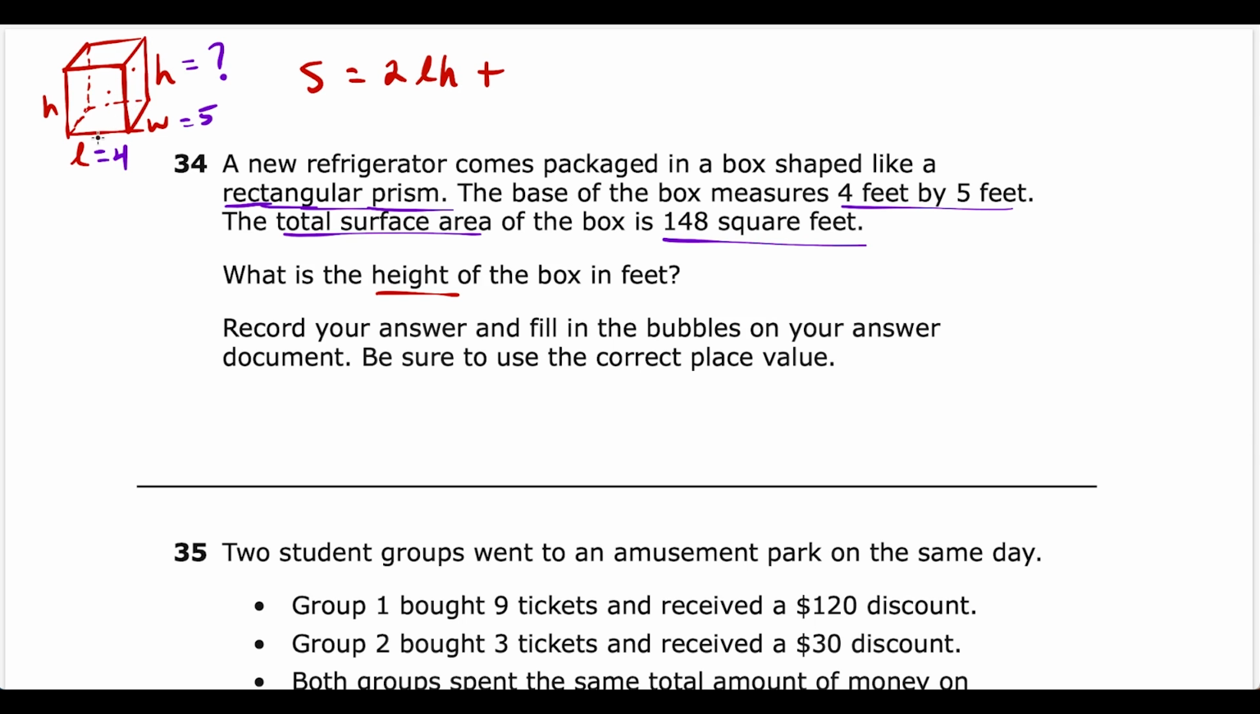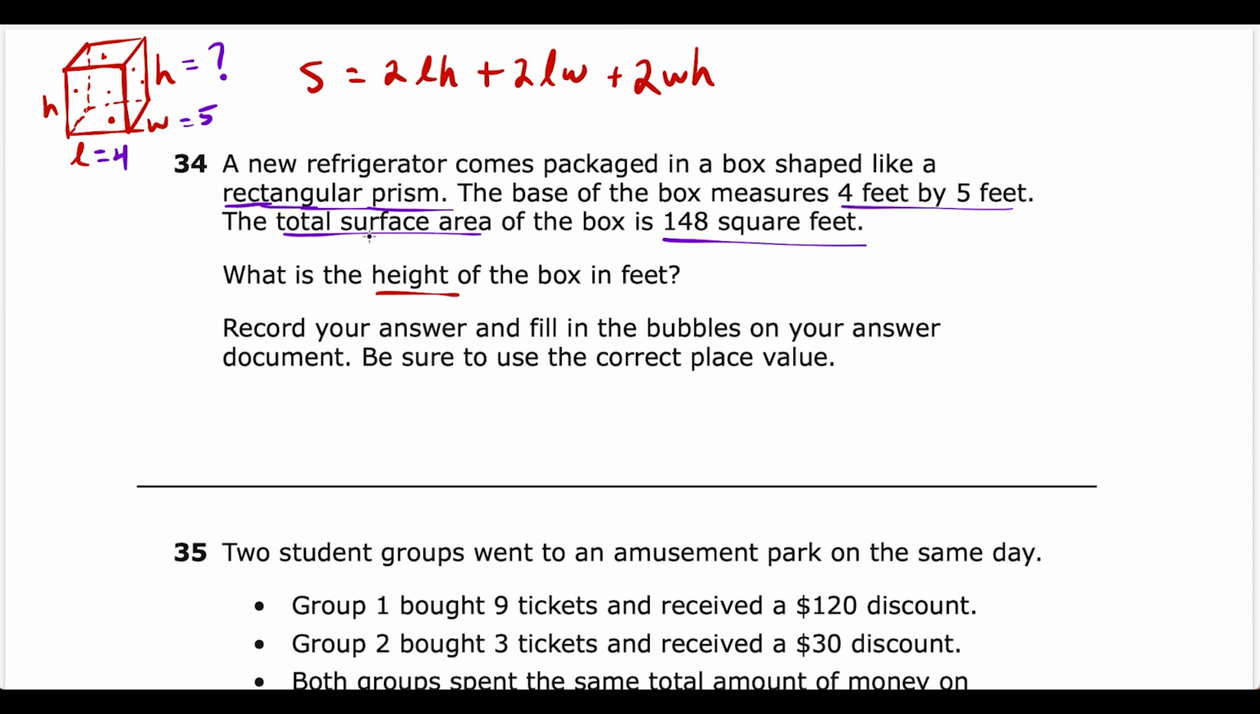Plus, if you look at the base here, notice the base is length times width, and that's the bottom, but the top is the same. So we have length times width, but it shows up top and bottom. So we're going to put a 2 in front. And then we have the left side and the right side, which is determined by the width and the height. And since the left and the right match, we're going to tack on a 2. So this is the formula we want to use here.